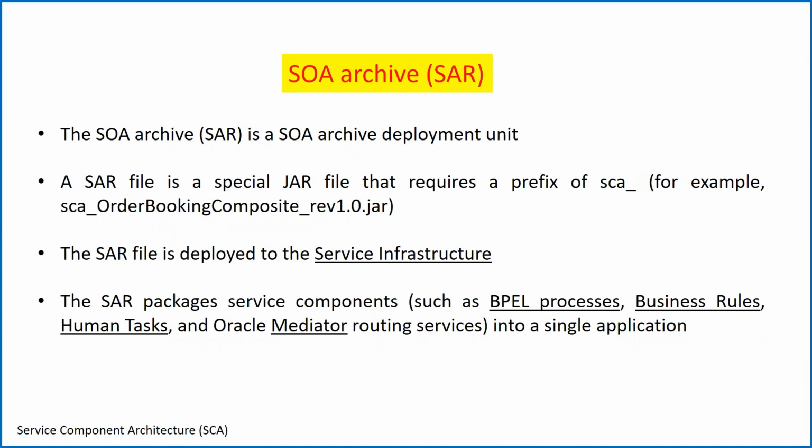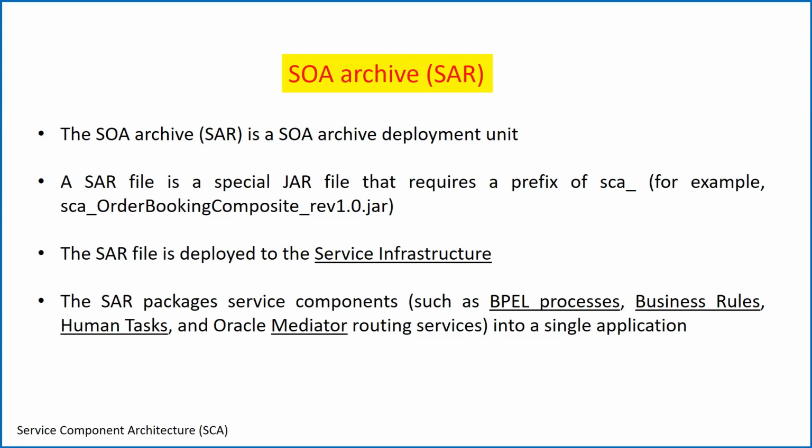Okay, so whenever we deploy the application, we follow this kind of syntax in SOA, where when we create the jar file of our composite, we start the application name with SCA, which stands for SOA composite application, but that is not a hard and fast rule. The SAR file is deployed to the service infrastructure. So when we go for the deployment of our composite, as I said, we deploy it from the EM console or Fusion Middleware console.